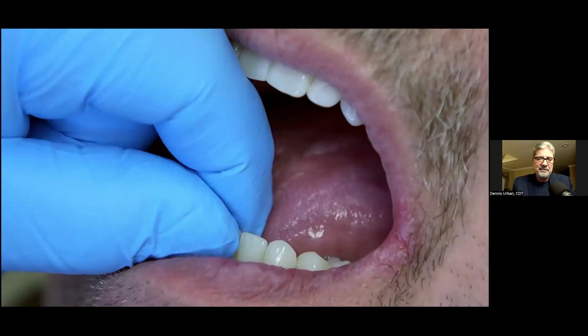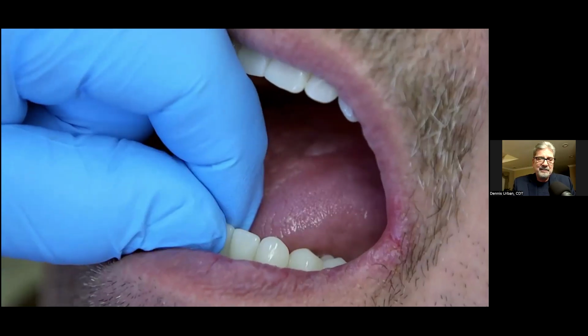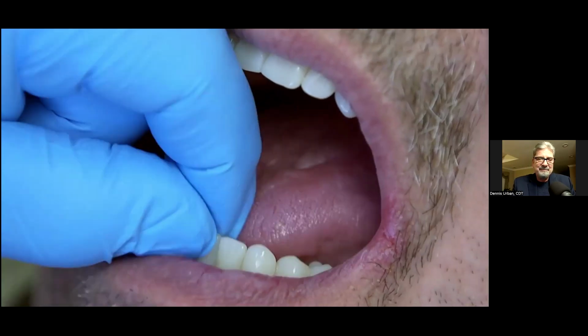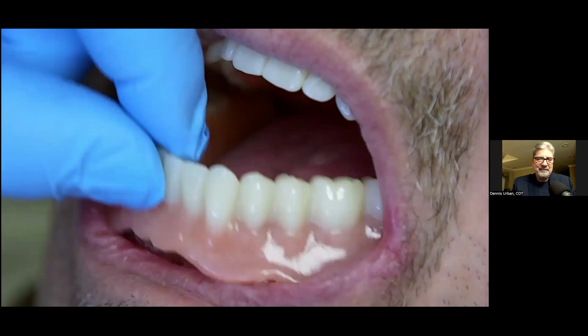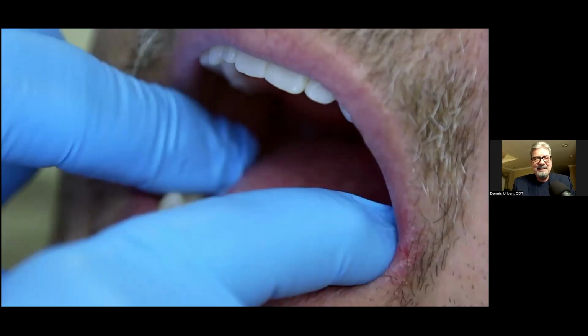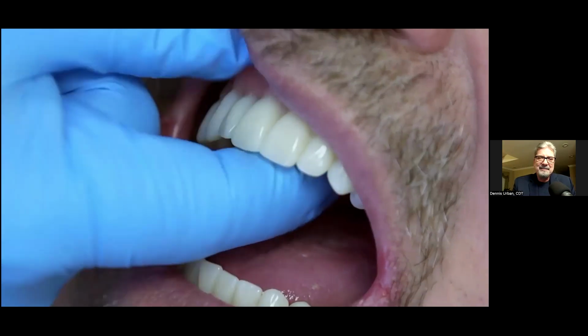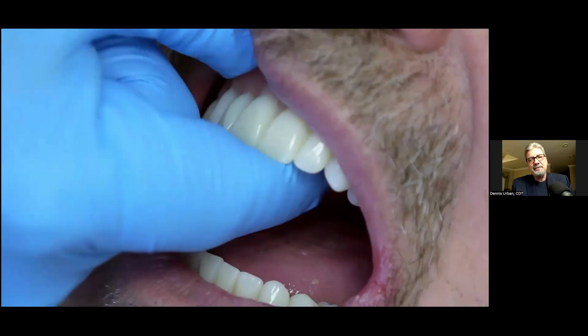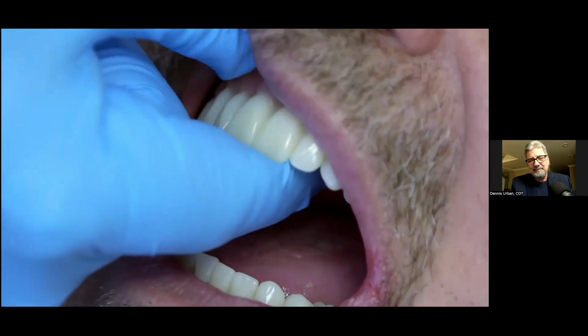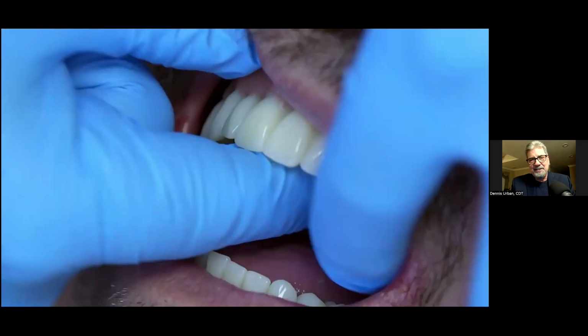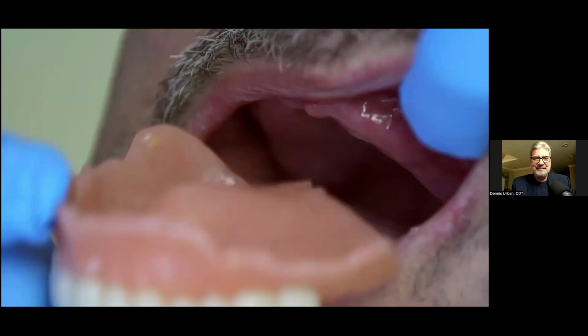Trying to get that lower denture out of the mouth now. Look at that suction in there. That's pretty good. There we go. Finally got it out of there. And look at the upper, trying to get that upper out. Look at that suction on the upper. Amazing fit on these milled dentures, really are. So then he's going to try to break the seal, take it out. There we go.